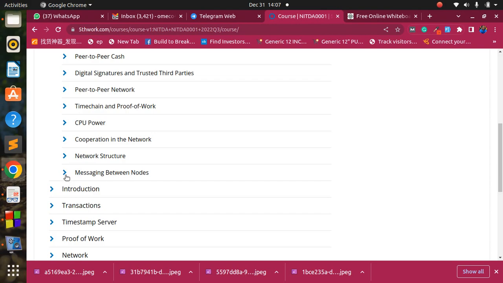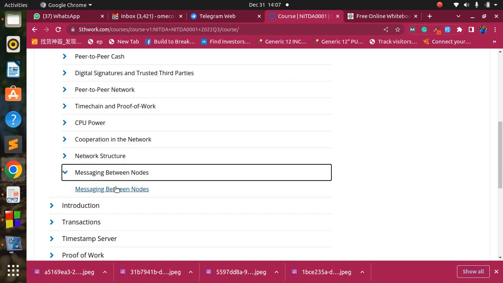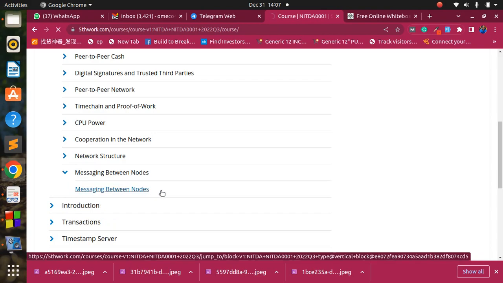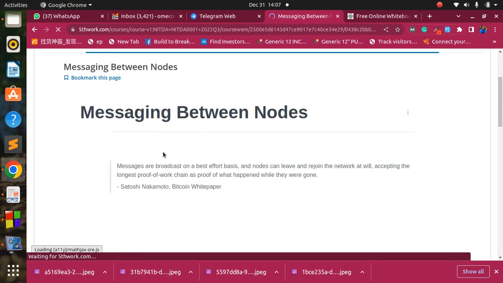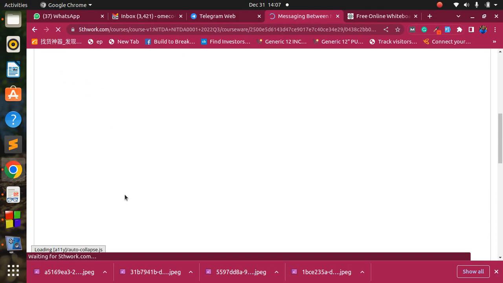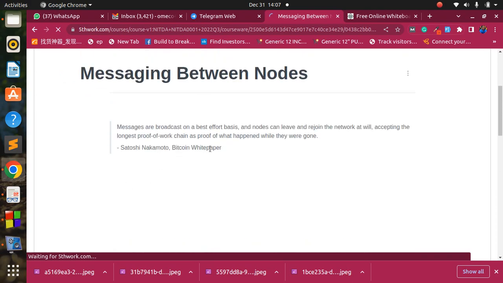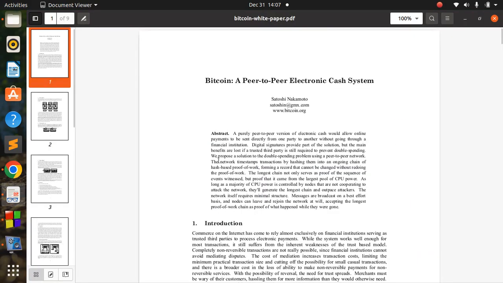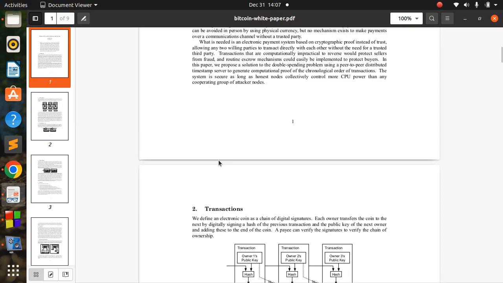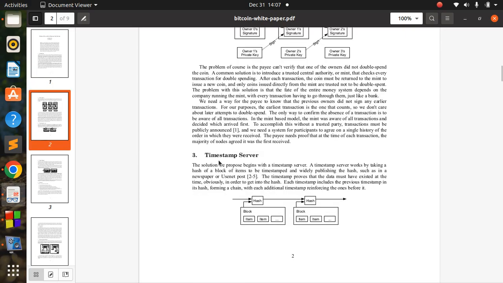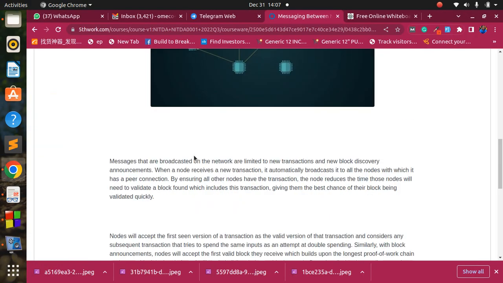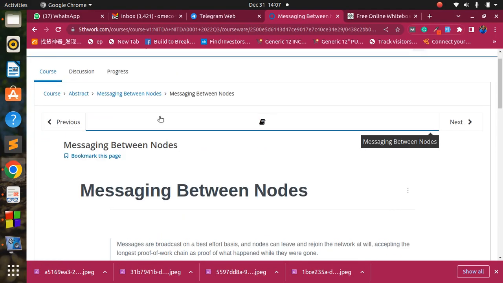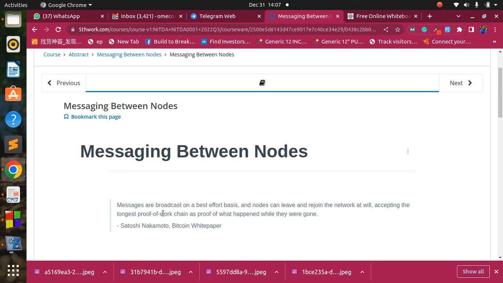For example, let's see what a messaging node is. For instance, you will see messaging between nodes. Can we find it in the Bitcoin white paper? Let's see. Introduction, messaging between nodes, time server. This should be inside the abstract. Okay, messages are broadcast on a best effort basis.